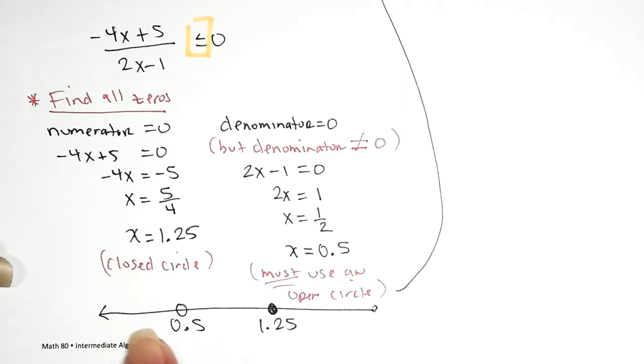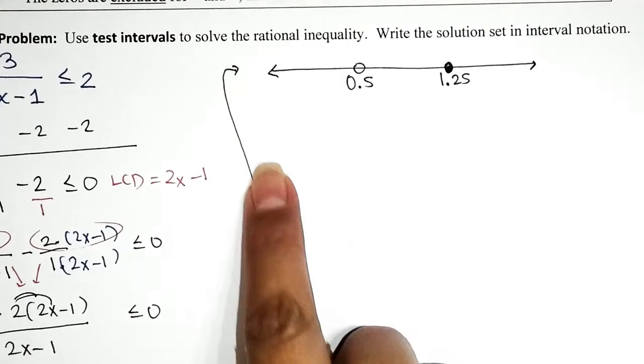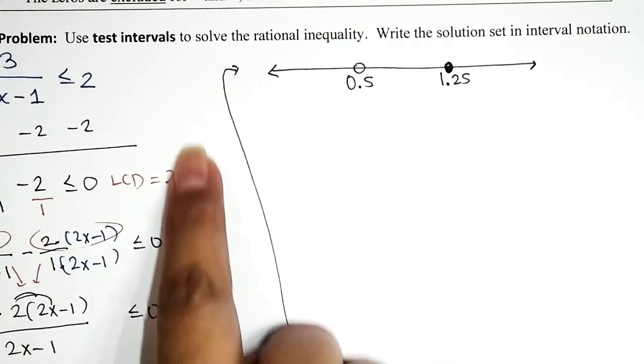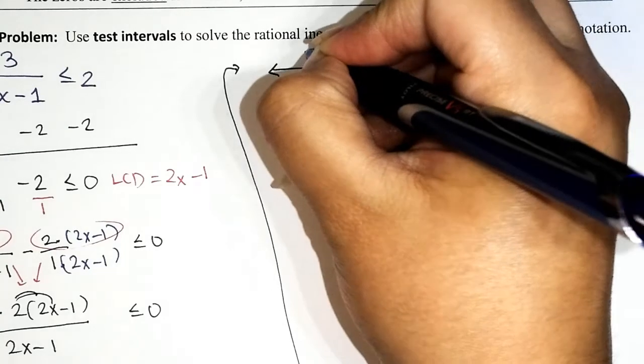Alright, so I went ahead and took the number line and copied it over. Remember, whenever we have to start a new line, please be nice to the grader and let them know where to look next. So we have 2 zeros, and those 2 zeros are going to split the number line into 3 test intervals.